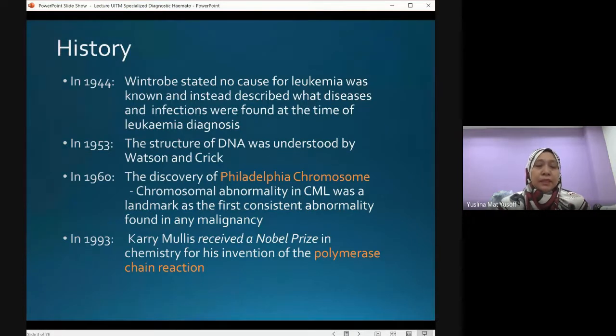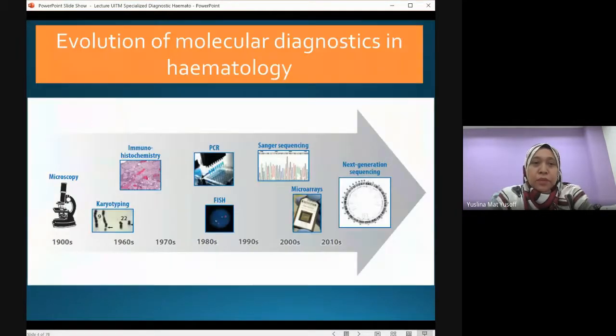And in 1993, Kary Mullis received a Nobel Prize in chemistry for his invention of the polymerase chain reaction. So then the molecular work starts. So these are the evolution of molecular diagnostics in hematology.